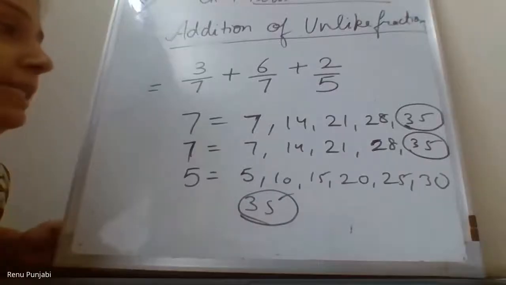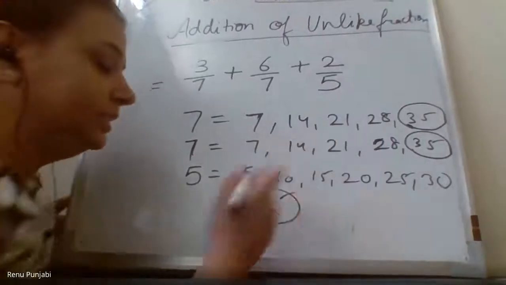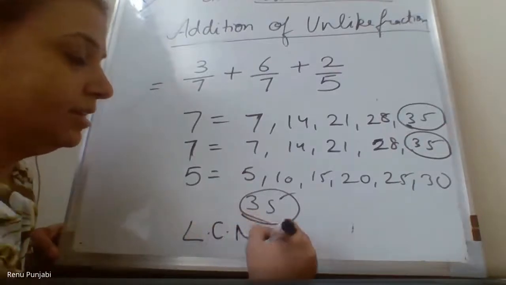So after writing multiples, children, circle this. This is the least. LCM is 35.